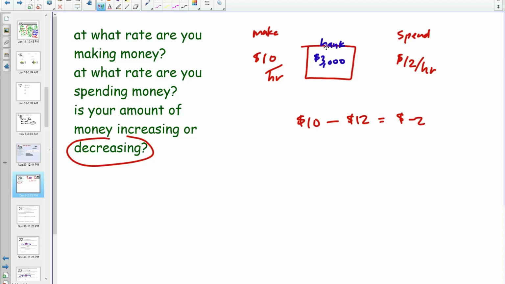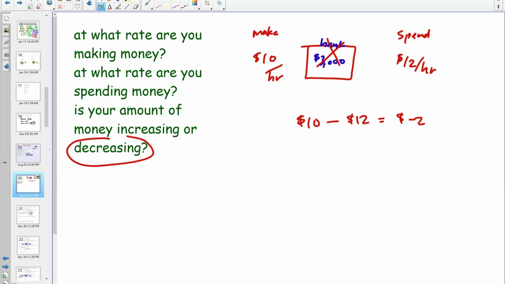What if I have $3,000 in the bank? Does that matter? Is the amount of money still decreasing? Yeah, it doesn't matter how much money you have in the bank. If the rate in is more than the rate out, then your amount of money is increasing. If the rate in is less than the rate out, then your amount of money will be decreasing. And it doesn't matter how much you have in the bank.